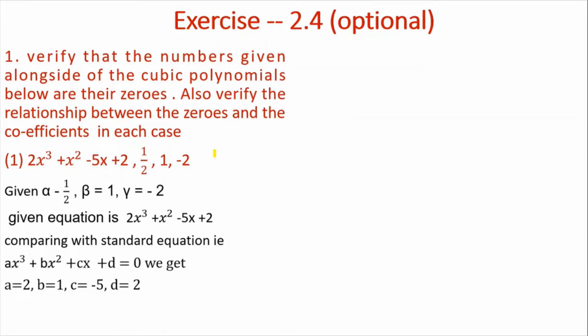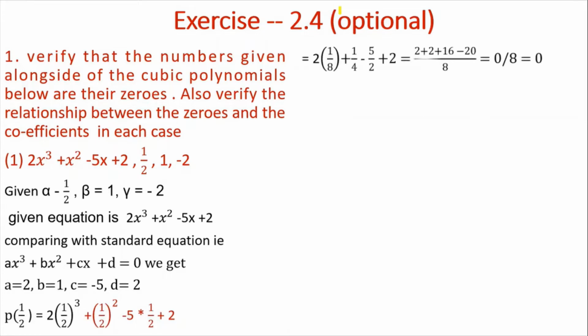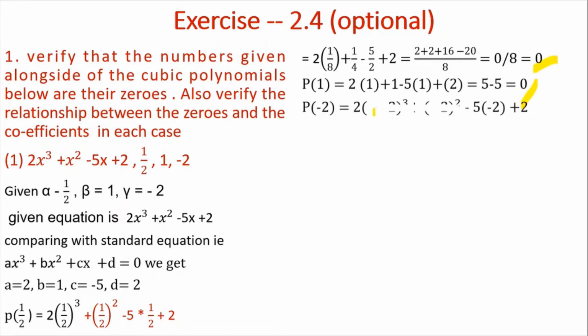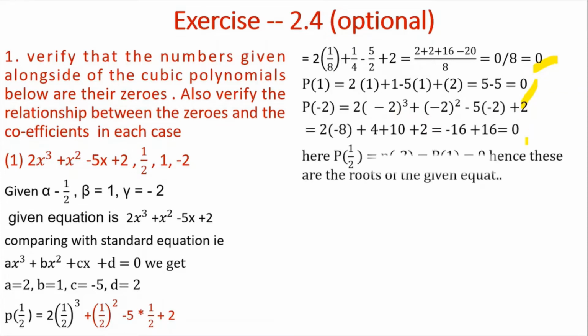So we have to find p of 1 by 2. P of 1 by 2 is nothing but we have to replace x with 1 by 2 and solve. Then if you are getting 0, you consider it as a zero of the given cubic polynomial. Now p of 1 also has a result of 0, and p of minus 2 also gives a result of 0. So we can clearly observe that for p of 1 by 2, p of 1 and p of minus 2, the result is 0, as these are the roots of the given equation.